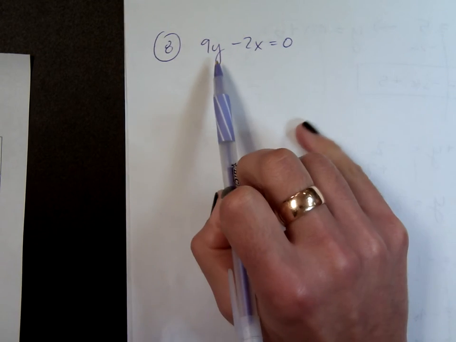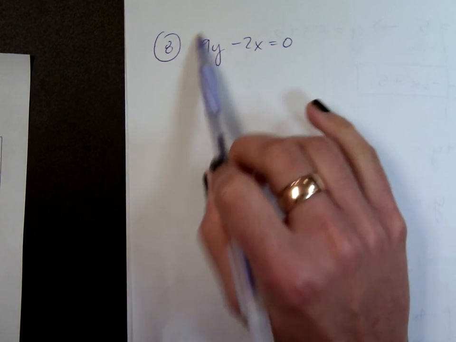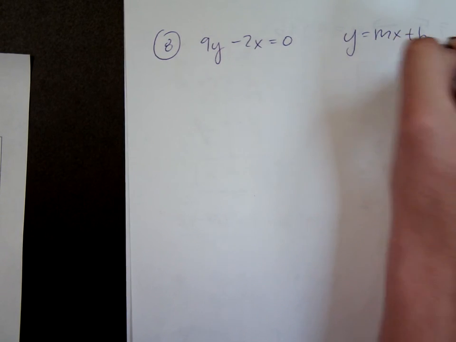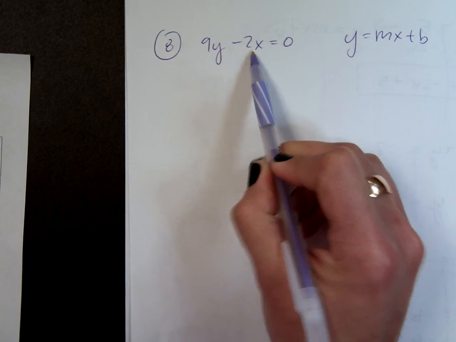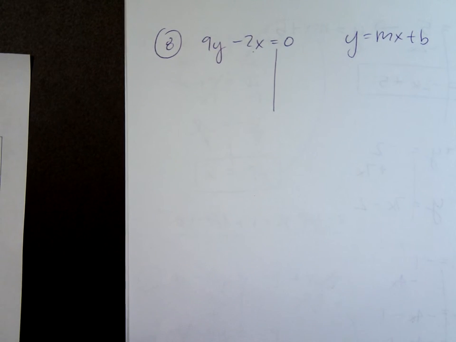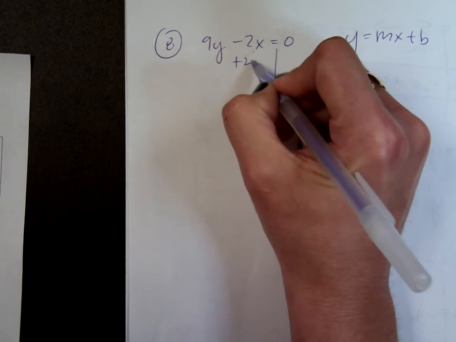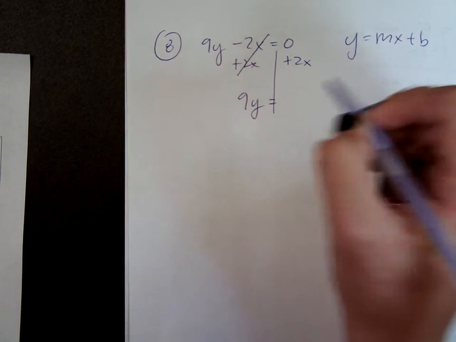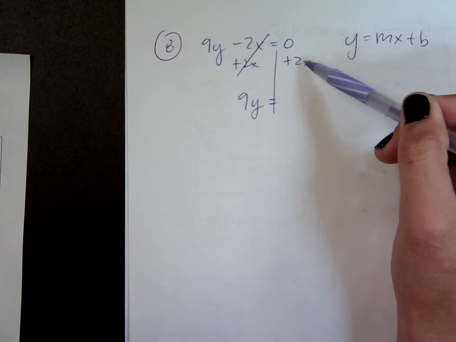Okay, so my y is already on the left. That's good, because remember, I'm trying to get y equals mx plus b. But my x needs to be on the other side of the equal sign. So I'm going to add 2x to both sides. Bring down my 9y. Now, I cannot combine 0 and 2x.